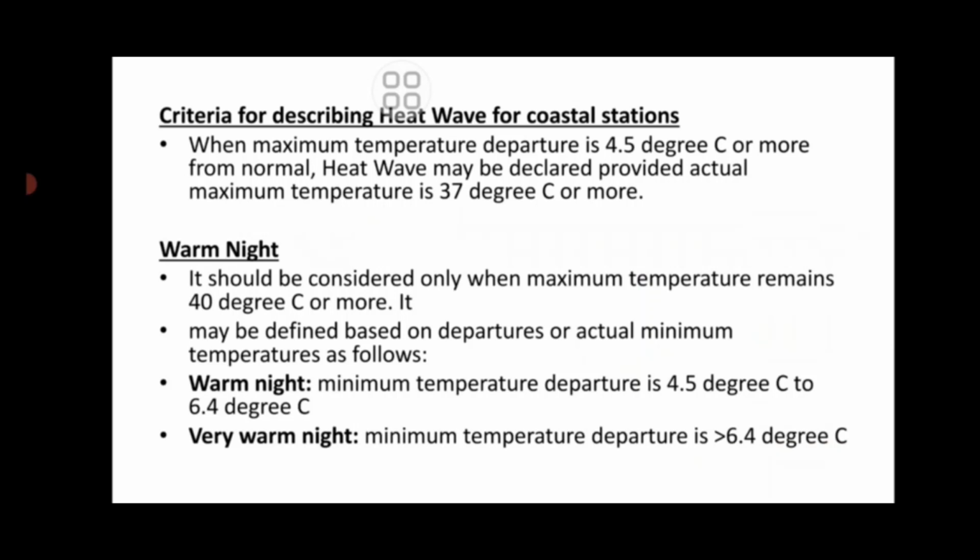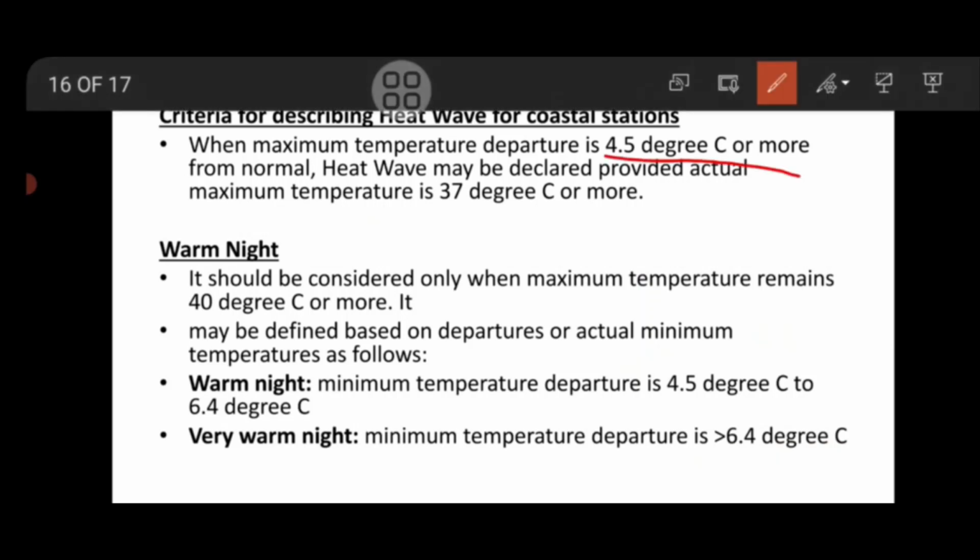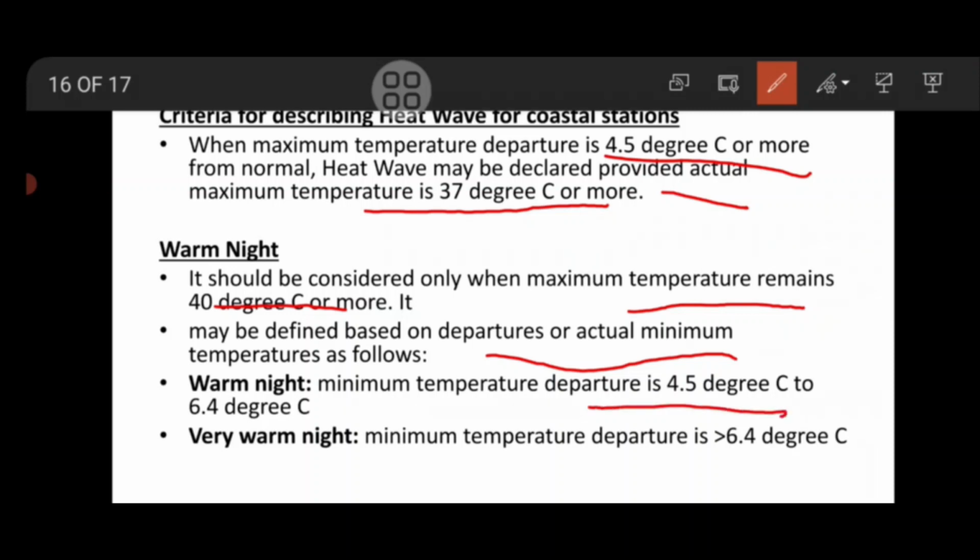When maximum temperature departure is 4.5 degrees Celsius or more from normal, a heat wave may be declared provided the actual maximum temperature is 37 degrees Celsius. A warm night should be considered only when maximum temperature remains 40 degrees Celsius or more. It may be defined based on departures or actual minimum temperature. For a warm night, the departure is 4.5 degrees Celsius to 6.4. Very warm night is more than 6.4 degrees Celsius.